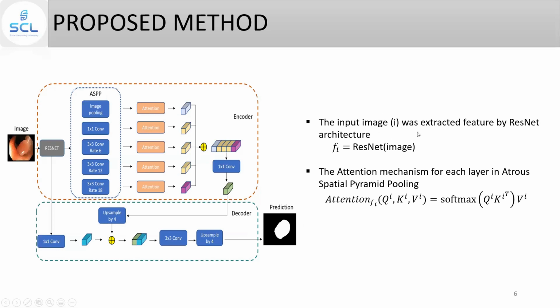The input image is processed for feature extraction by the ResNet architecture as described here. And the attention in the encoder path is described in this function. We use the attention mechanism to improve the diversity of the polyps in the image.